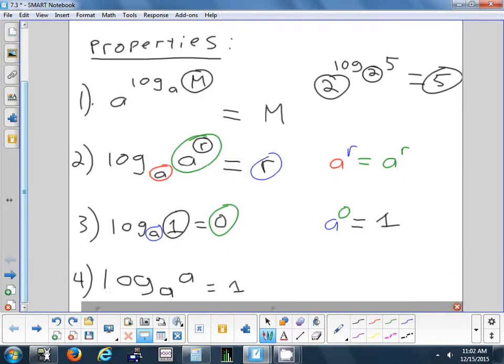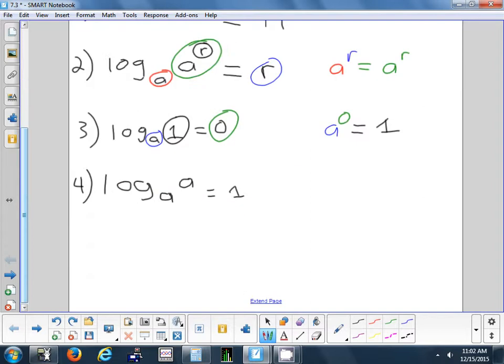Right, and our last property. It says log base A of A equals 1. So if you have a log and your base and your argument match, the answer is always 1. Derek, what's my base there? Yeah, the one right next to the log. There's my base. Okay, Hannah, what's my exponent? One. That's my exponent.